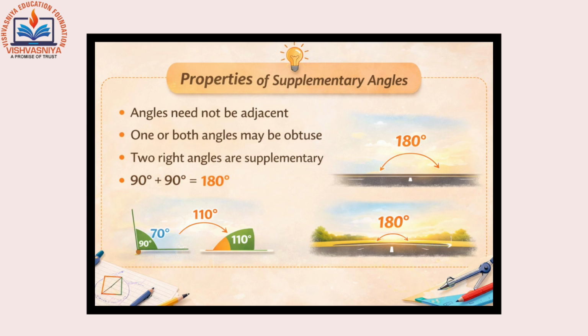Supplementary angles also have some important properties. The two angles do not need to be next to each other. One or both angles may be obtuse. Two right angles together form 180 degrees, so they are also supplementary. A straight angle, which measures 180 degrees, is considered its own supplement.